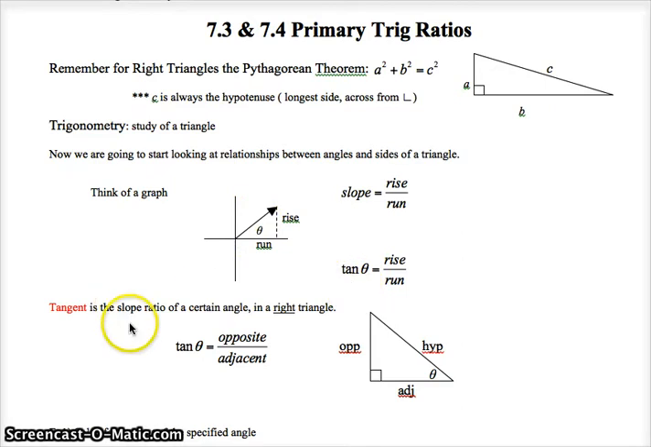So the tangent is the slope ratio of a certain angle, and it ends up forming a right triangle, because we have our rise over our run. And instead of calling it our rise over our run, we're going to say that from our angle, it's our opposite side over our adjacent side. So tangent is the opposite over the adjacent.